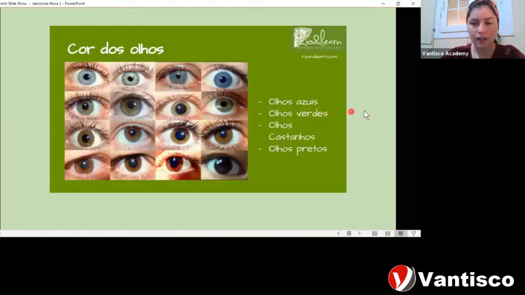The color of the eyes again: olhos azuis, blue eyes. Olhos verdes, green eyes. Olhos castanhos, brown eyes. Olhos pretos, black eyes, but here they are not black. Okay, it's just a picture. Sorry. So the first one here is more for the black, the other ones are not. So olhos pretos, black eyes.